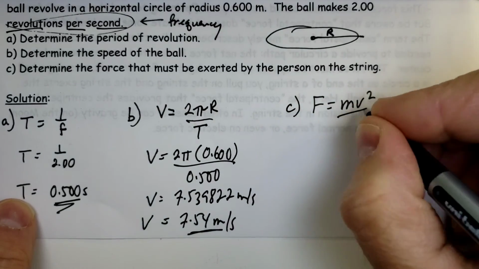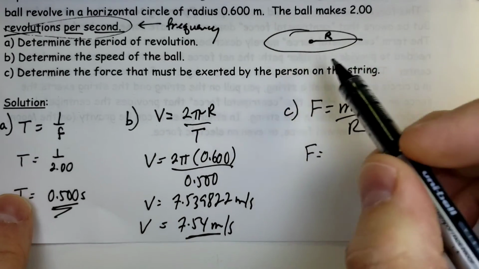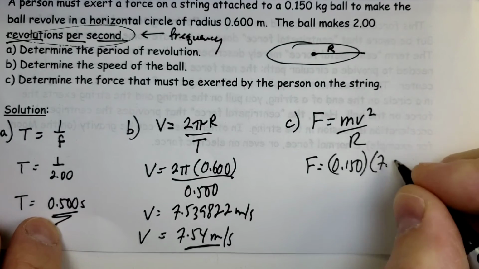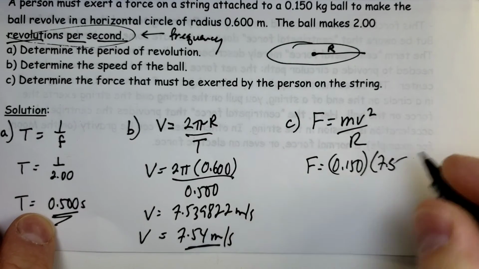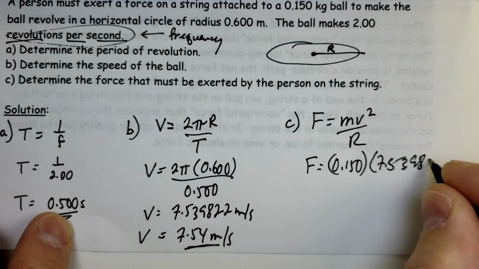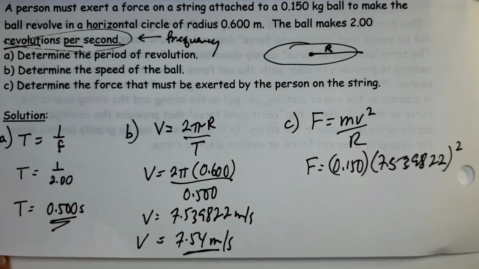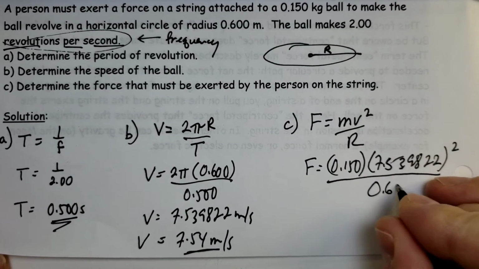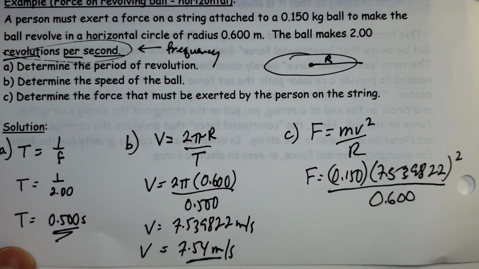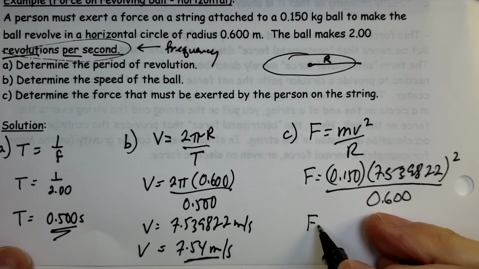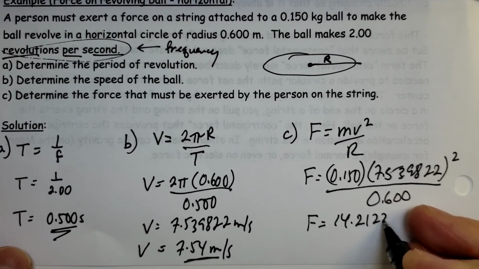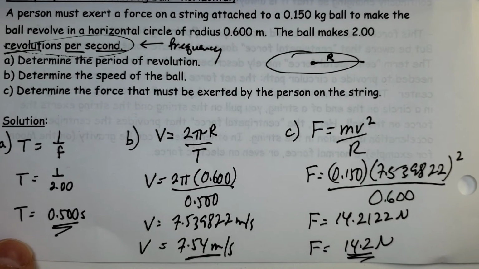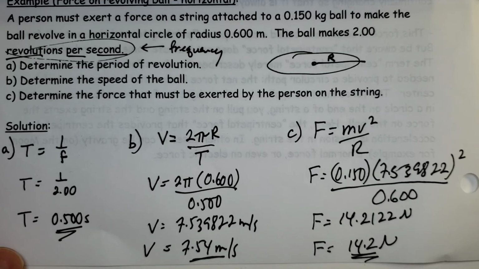And of course, determining the force using the equation that we just found out. F is equal to mv squared over r. So the mass of the object is a 0.15 kg ball moving at a speed of 7. No, I'll take the non-rounded off answer here. All right, that's over r, which is 0.600 meters. All right, so if we calculate that, the force works out to be 14.2122 newtons. Round it off to 3 sig figs, 14.2 newtons. All right, so centripetal force.